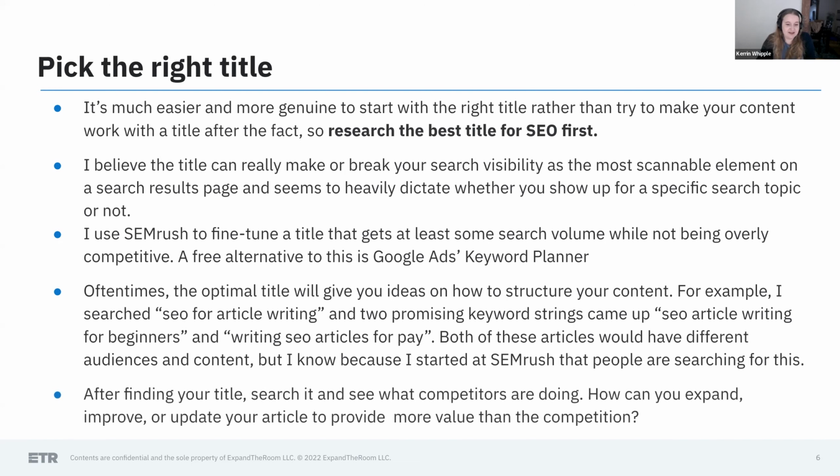And then after you find that title, search for it before you even have your article written and see what competitors are doing. This will also give you content ideas, because you can think, what is lacking in this competitor's article? Is it out of date? Are they saying something that I don't agree with, or could it be expanded on more? That automatically gives you ideas for how to make your content more valuable than what's around it when it's live.